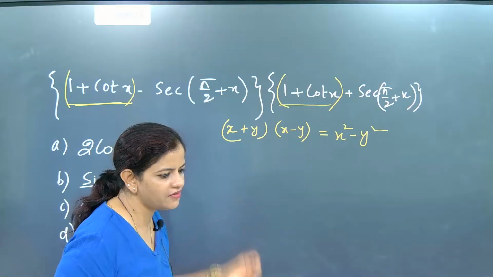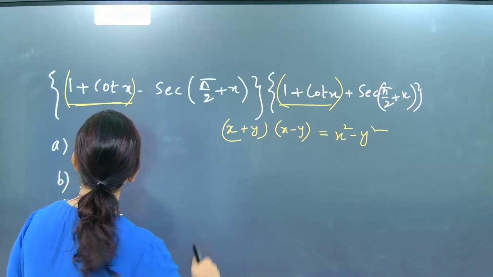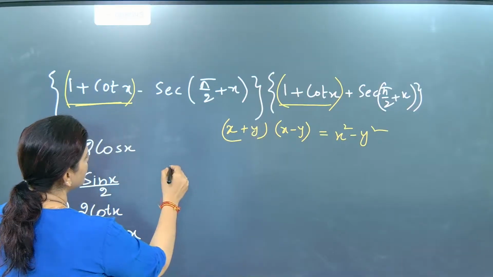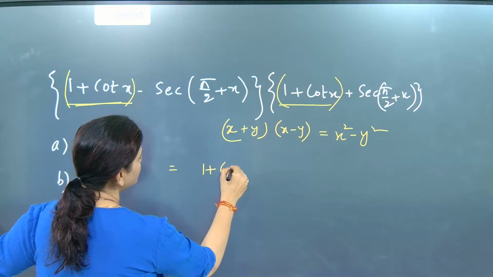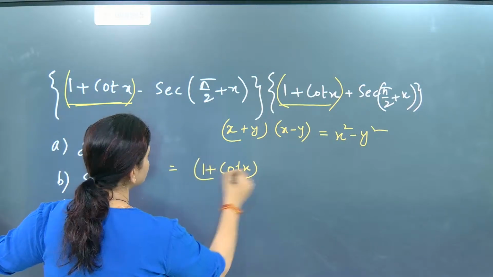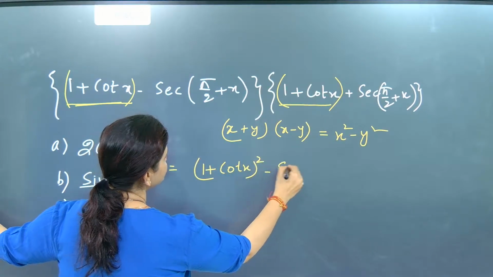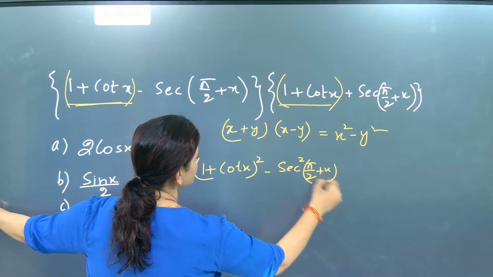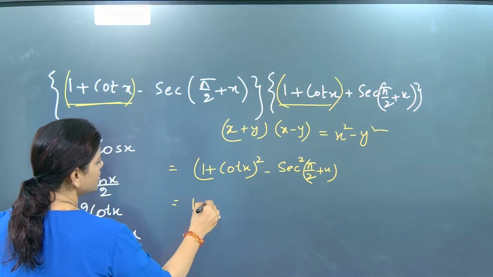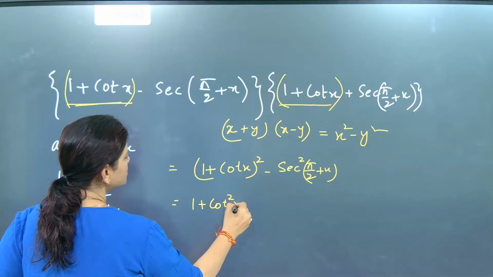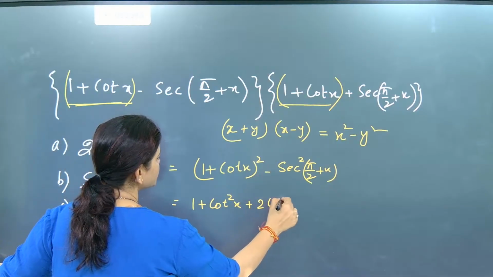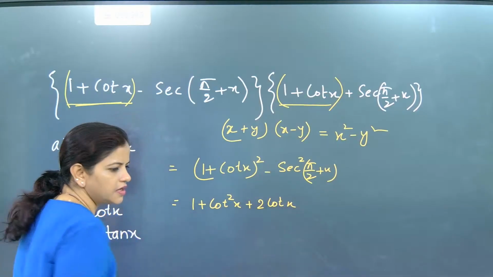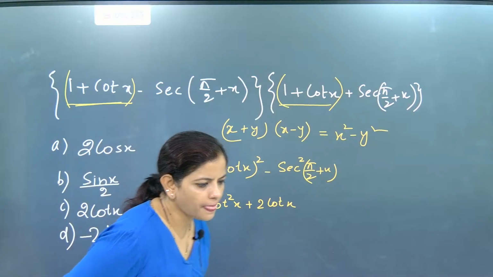Both we have taken, very good. So here it will become 1 plus cot x whole square, beta, and then minus secant square pi by 2 plus x. Shall we write like this? So it will become what? 1 plus cot square x plus 2 cot x. Done? Can we write like this, please?